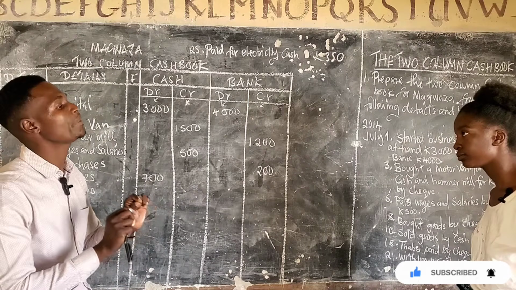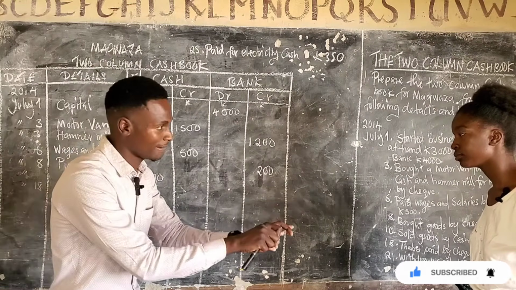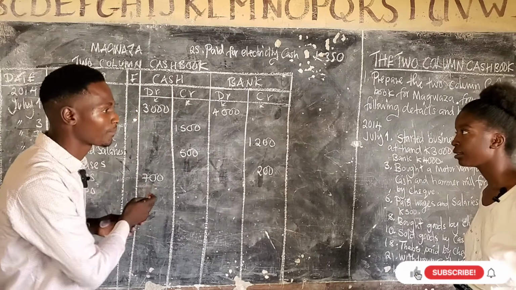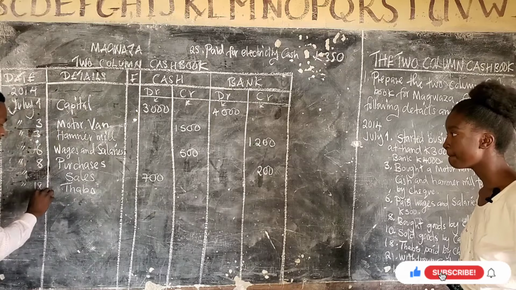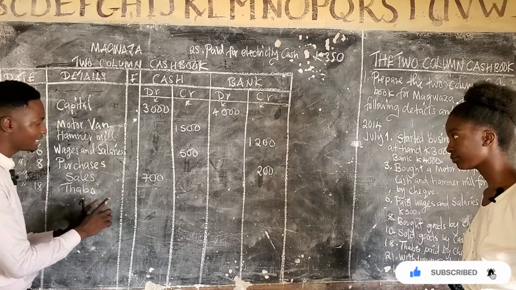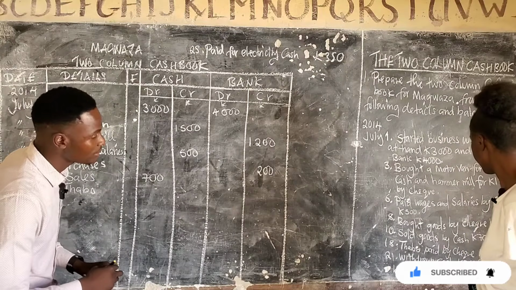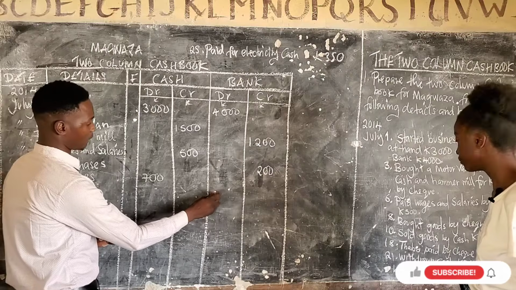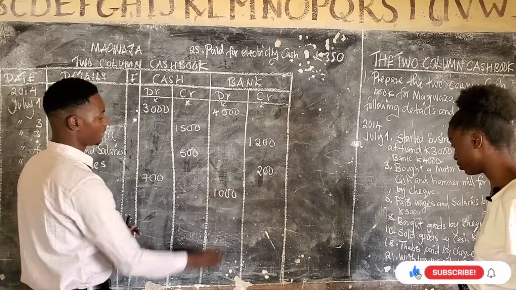Now when someone pays back, you now record in the cash book, because it's cash. Are we together? So Tabo paid by check 1,000, right? So I'm going to debit bank 1,000.